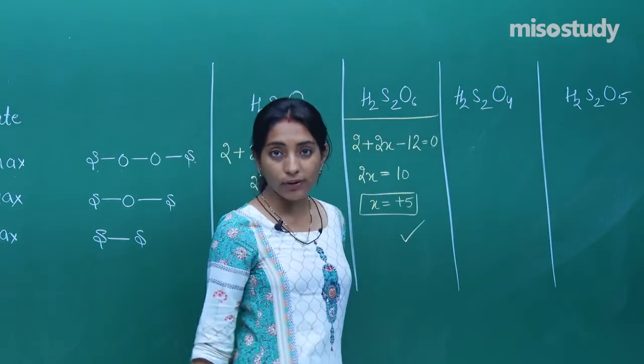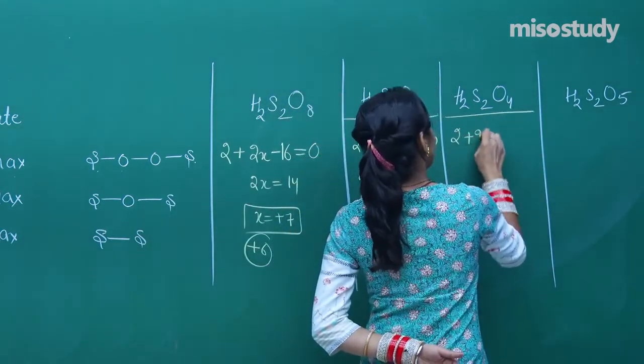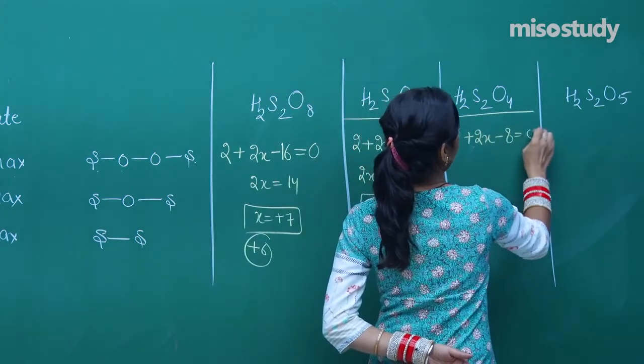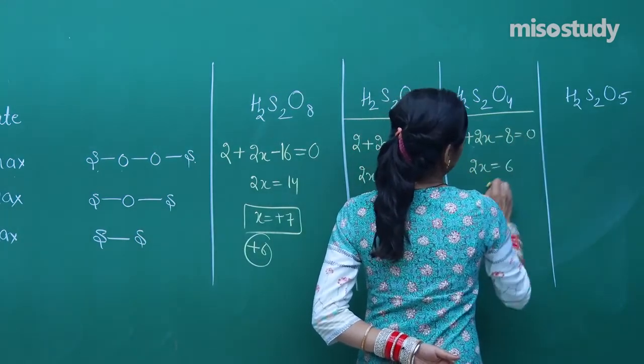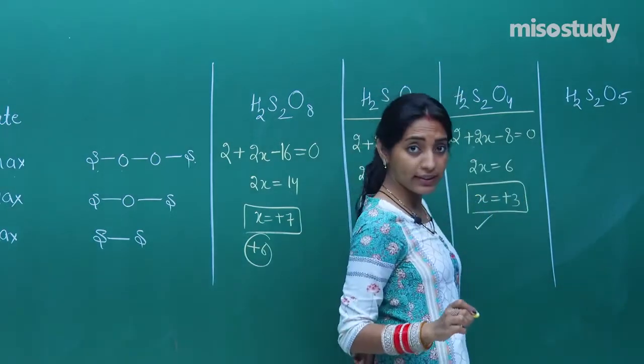Yes, so this will be one of the answers. Moving on further, 2 plus 2x minus 8 is 0. So 2x is equal to 6, x is equal to plus 3. Yes, the oxidation state is less than 6.